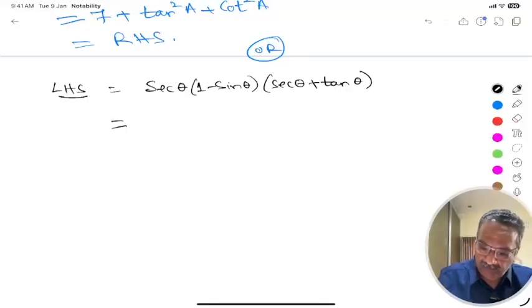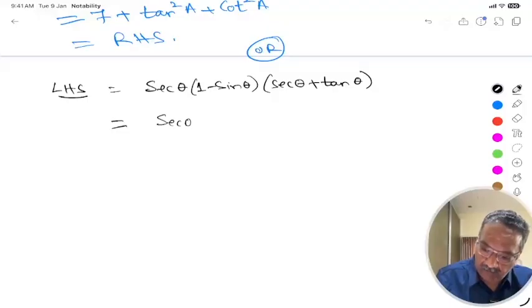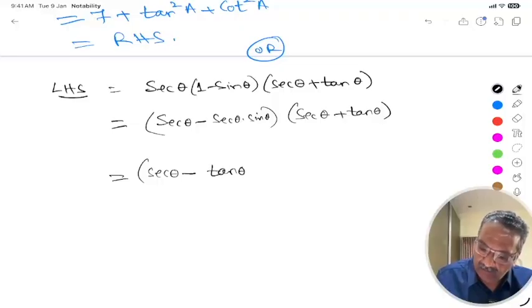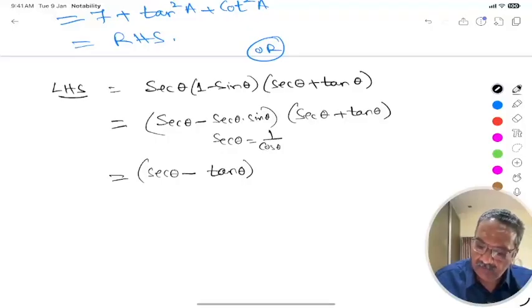So this becomes secant theta minus secant theta into sin theta. We have got secant theta plus tan theta. This is nothing but secant theta minus tan theta, because secant theta is equal to 1 by cos theta. So this becomes sin by cos theta, which is nothing but secant theta, tan theta.